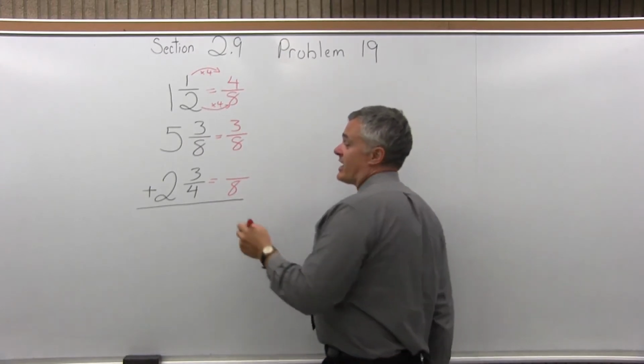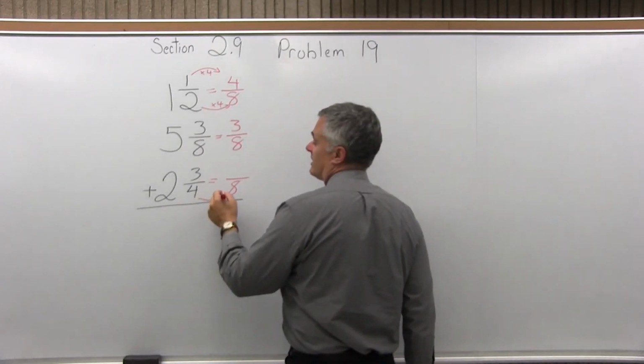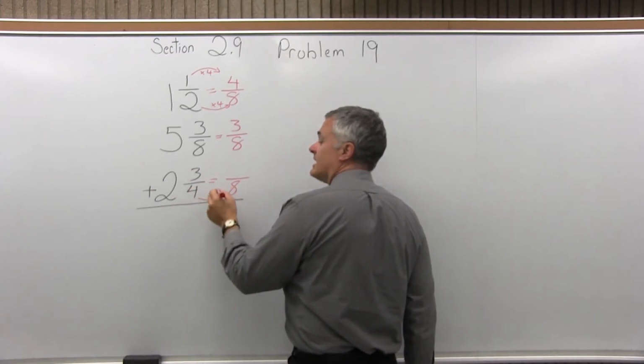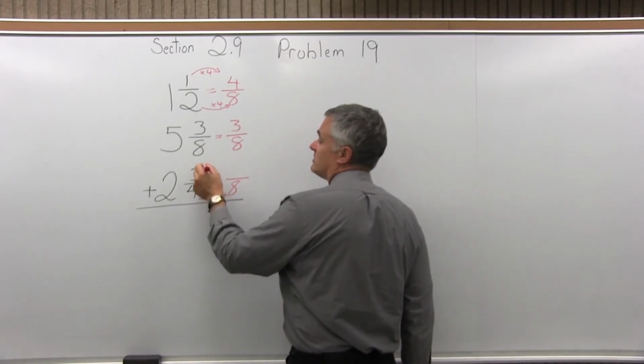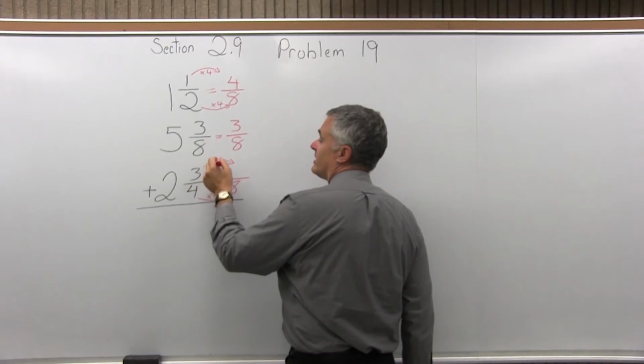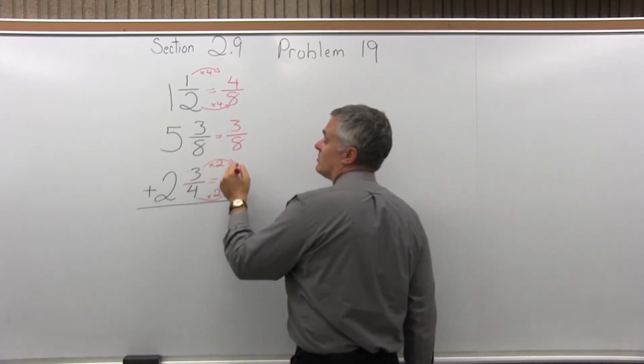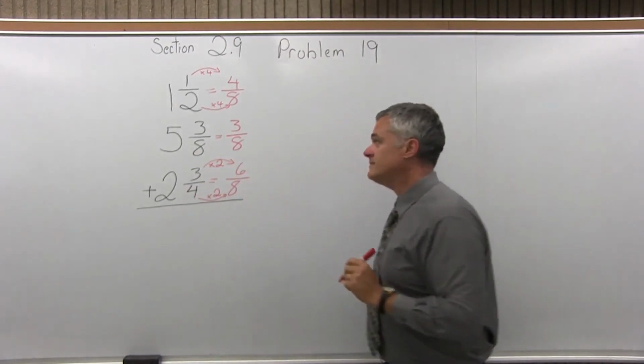And then the bottom fraction, 3/4, make an equivalent fraction with a denominator of 8. 4 times something is 8. The something must be a 2. 4 times 2 is 8. So the numerator gets multiplied by the same amount, times 2. 3 times 2 is 6.